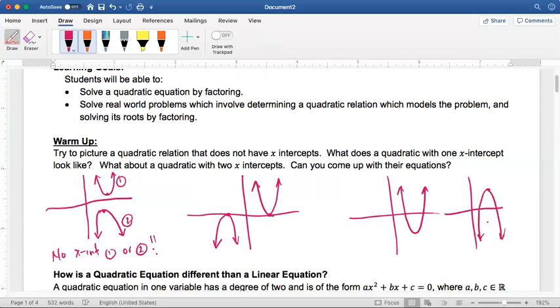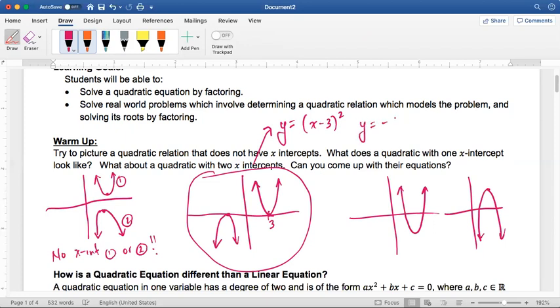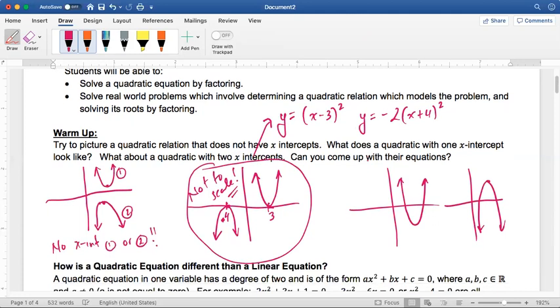Now, coming up with equations for these is just a matter of matching where your vertex is and your value of a. For example, these middle ones here, there should be no shift up or down. So you could say y is equal to (x minus 3) all squared for the first one over here. And then the second one, y is equal to negative, let's say, (x plus 4) all squared, because I've moved it 4 units to the left. This is not to scale, of course. Keep that in mind. I'm just after a general idea of what it looks like.